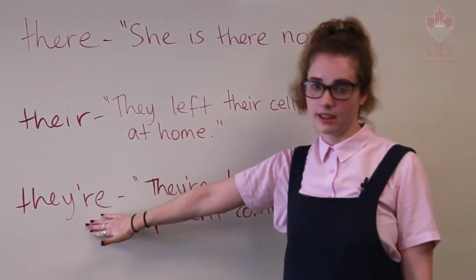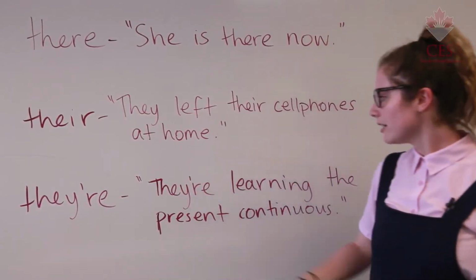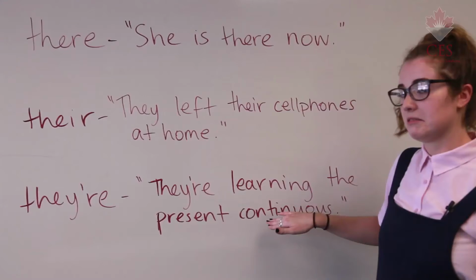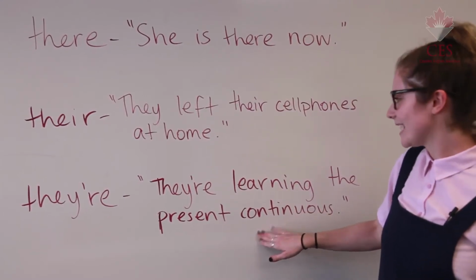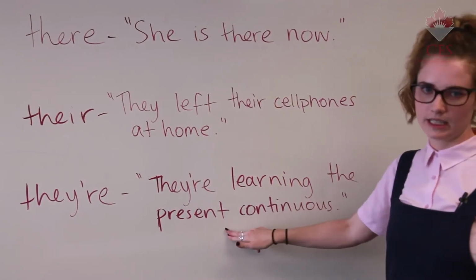Next, we have they're. This is a contraction of they are. So here, they're learning the present continuous. This sentence is in the present continuous, and it is the same as saying they are learning the present continuous.